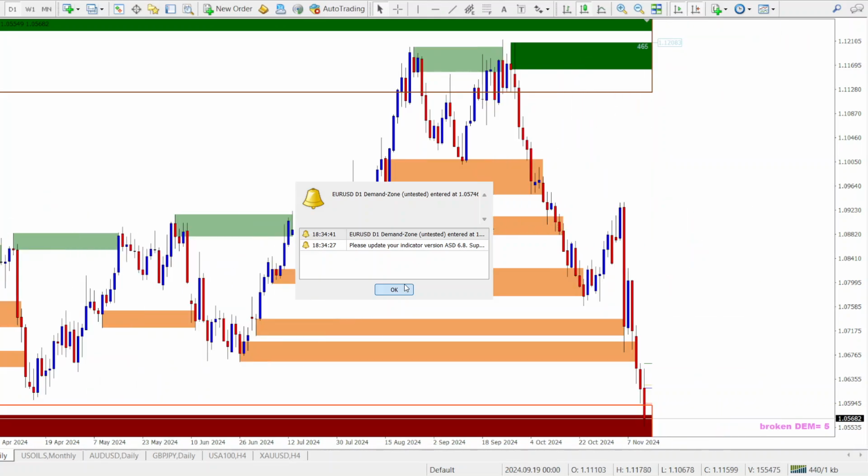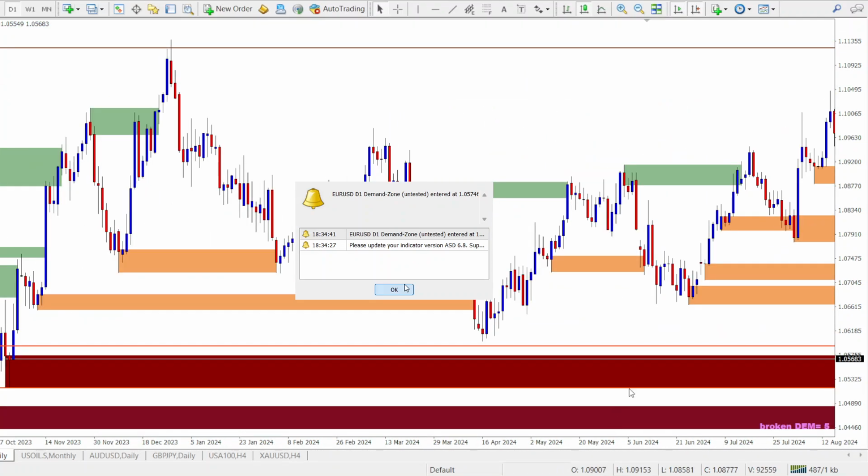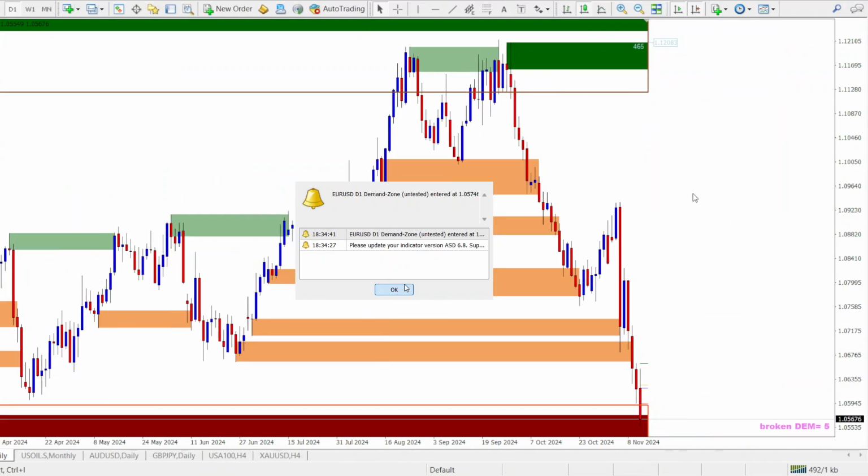Okay, so based on what we can see on this chart, the indicator with this green color code shows you supply zones. All right, while with the red color zones you get demand zones. Okay, so let us look at the indicator and find out exactly in detail what each of those color codes mean. Okay, so we can see that the dark green color code represents supply.